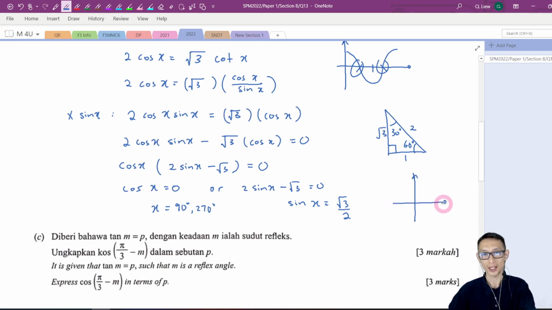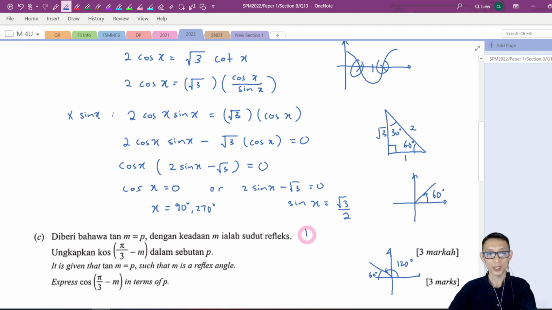So we know that there are two possible solutions for this one. It can be like this, which is 60 degrees. The reference angle is 60 degrees, or it can go this way, stop at the second quadrant. This is 60 degrees. So that means this is 120 degrees.